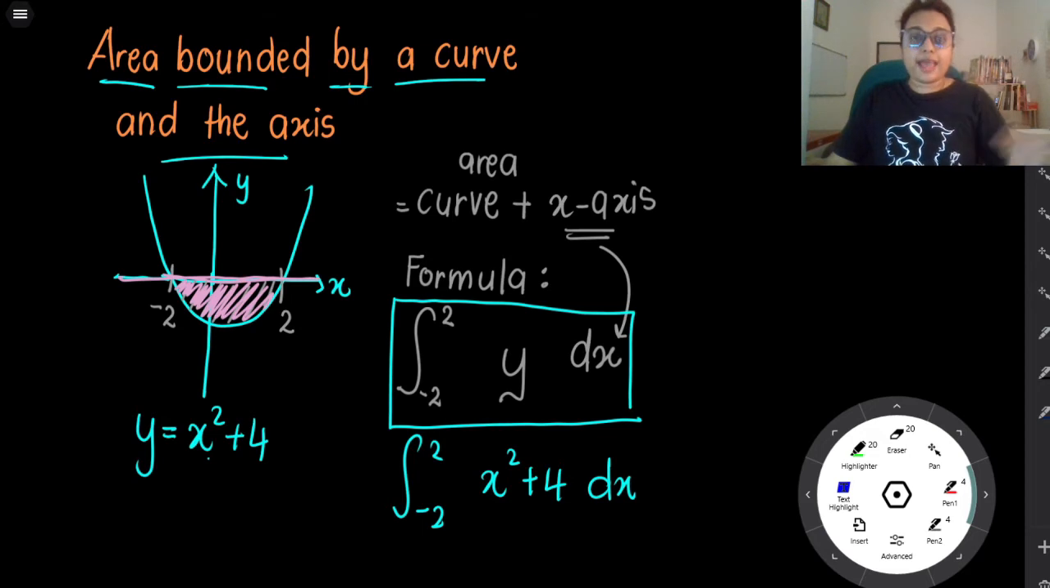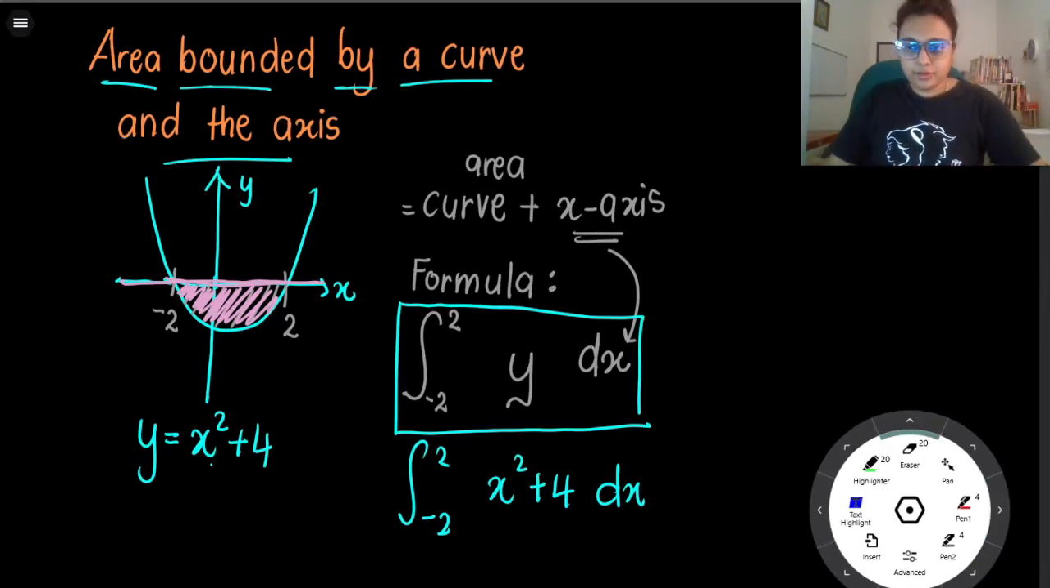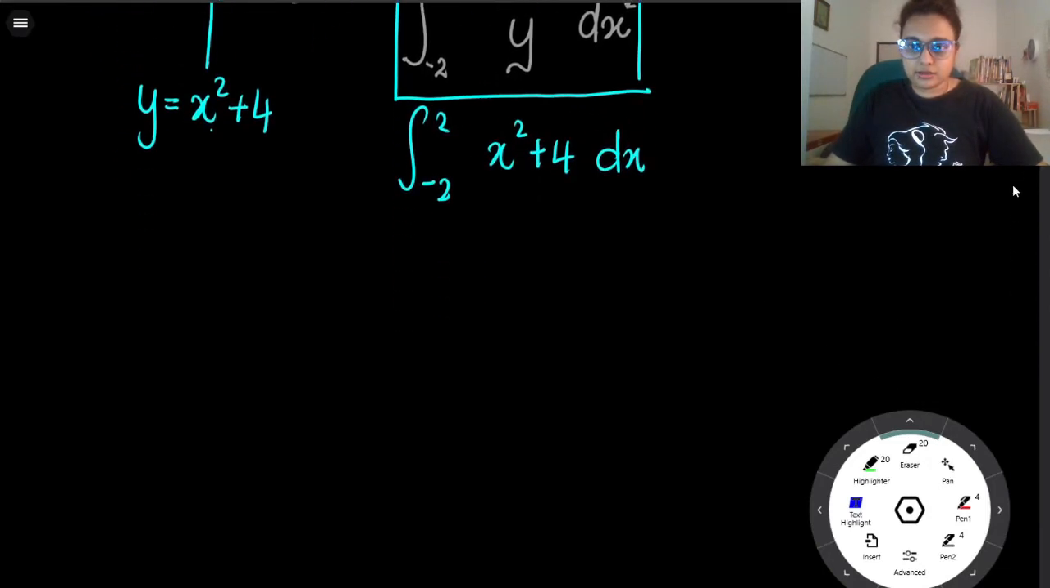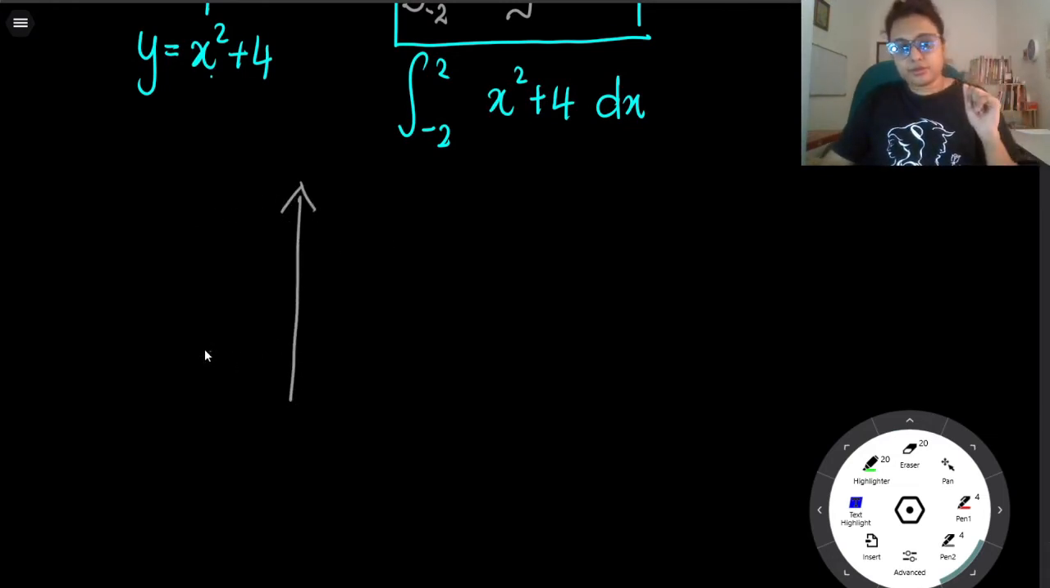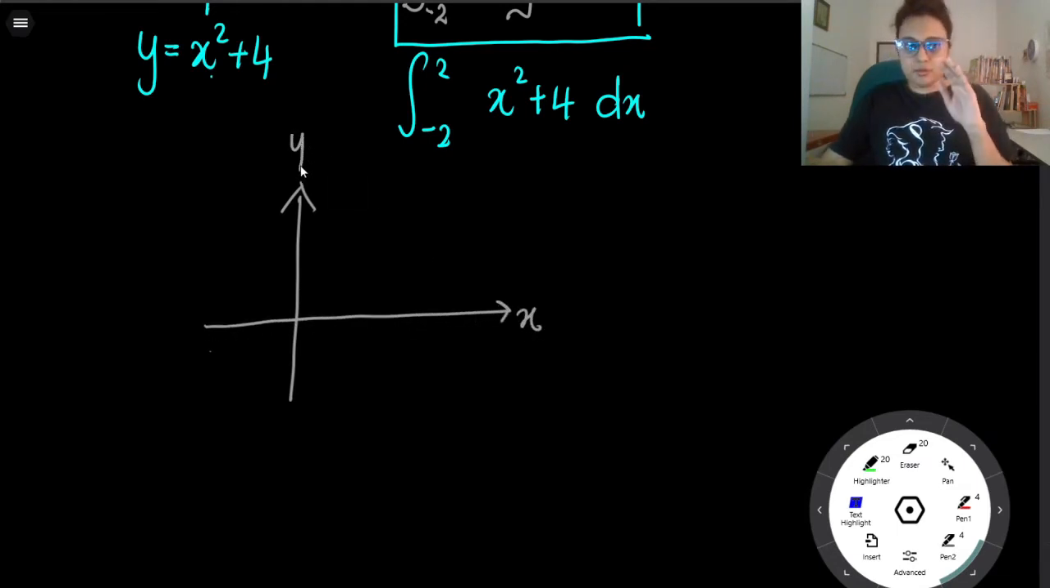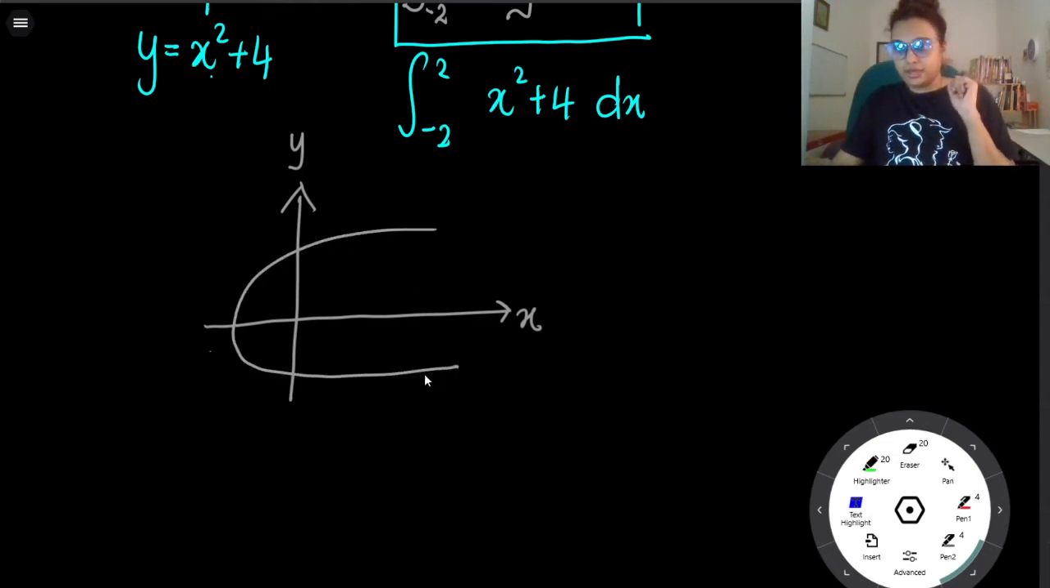Now we look at the y-axis. I'm going to do it for the y-axis. Now look carefully. This time your curve will be something like this. This is the x, this is the y. So your curve will be bounded at the y-axis. Usually you will get a curve like this.